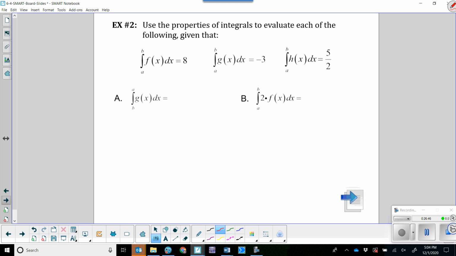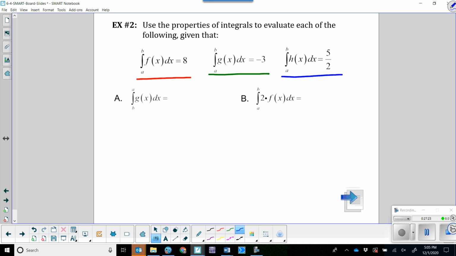Okay, so we're going to use the properties of integrals to answer this question. So I don't have a picture or anything, I just have some information. So first bit of information is that if I integrate f of x from a to b, the answer is 8. If I integrate the function g of x from a to b, I get -3. And then if I integrate the function h of x from a to b, I get 5/2. Okay, so using that information, we're going to answer this question.